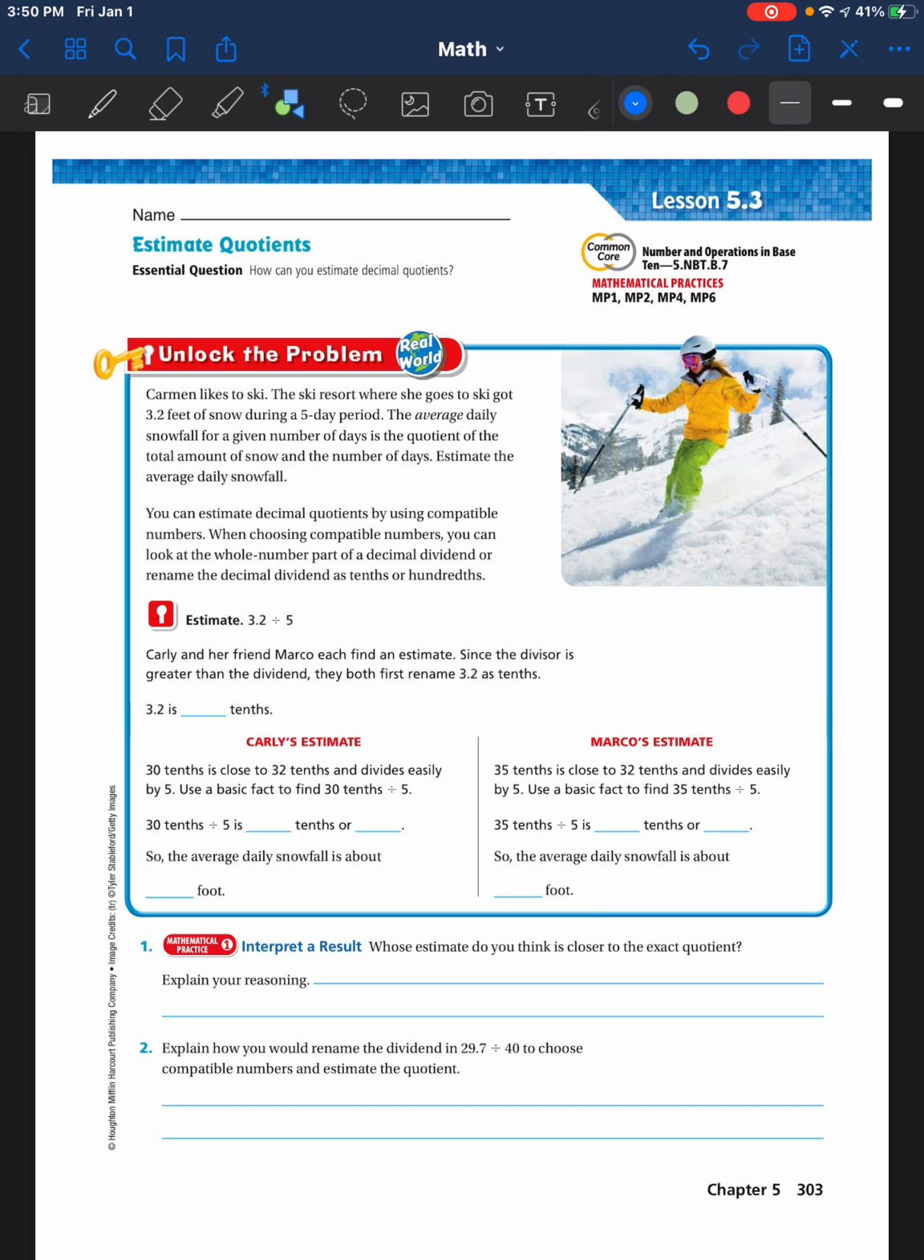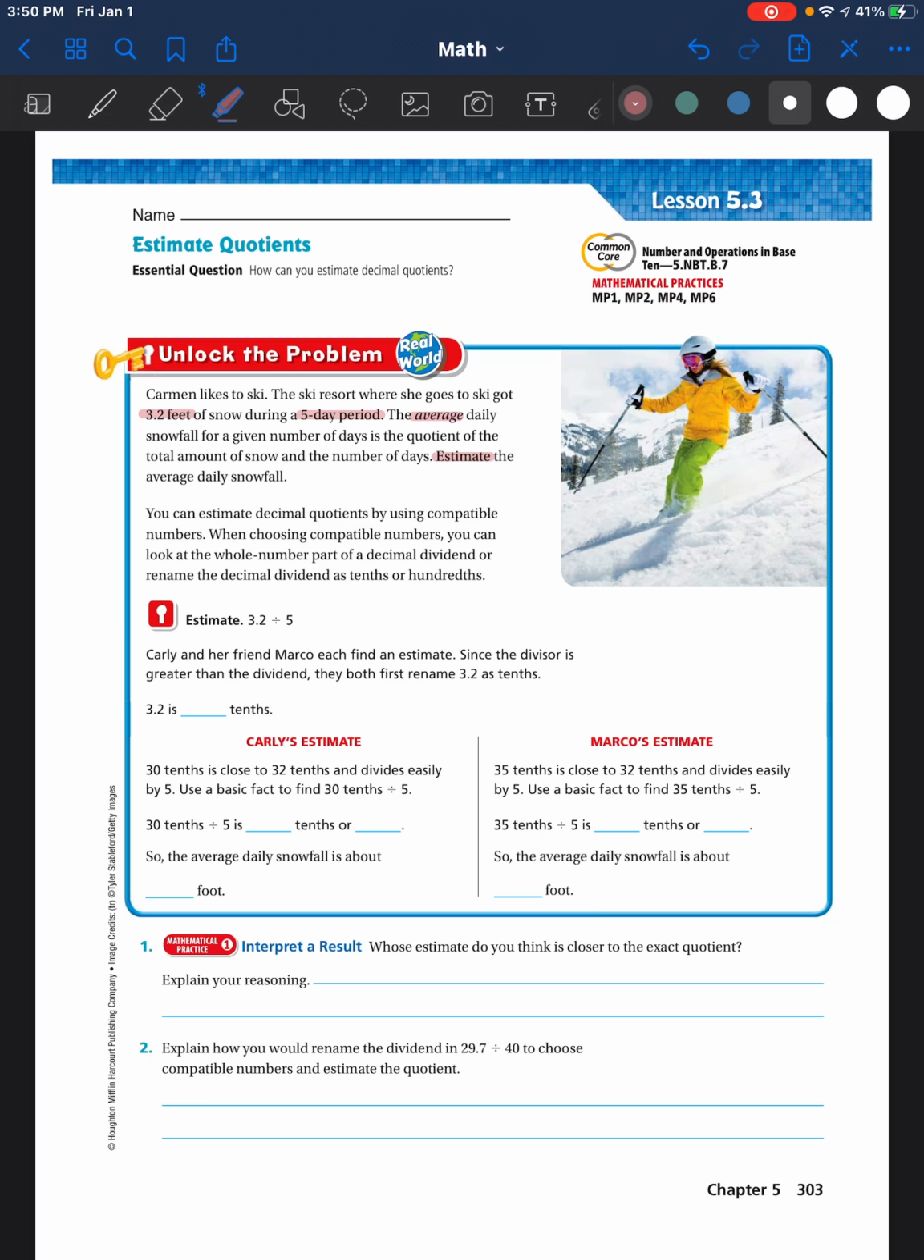So let's go ahead and look at Unlock the Problem. It says, Carmen likes to ski. The ski resort where she goes to ski got 3.2 feet of snow during a 5-day period. The average, here's a key word, daily snowfall for a given number of days is the quotient of the total amount of snow and the number of days. Estimate the average daily snowfall.